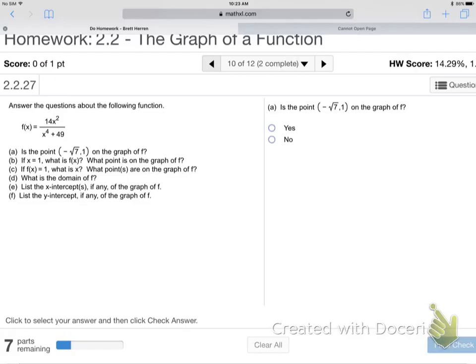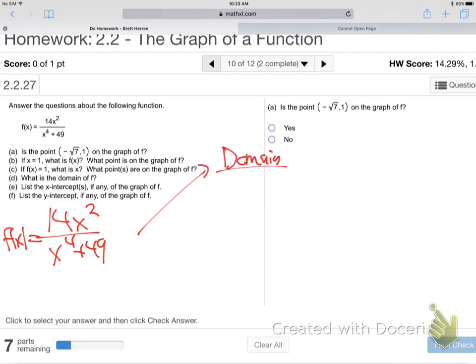Okay, so for this one, 14x squared over x to the 4th plus 49. They want us to do domain. I mean, all the other stuff is pretty easy. But how do you do domain? Let me do that with you.